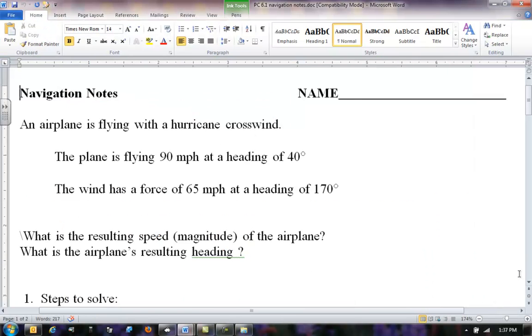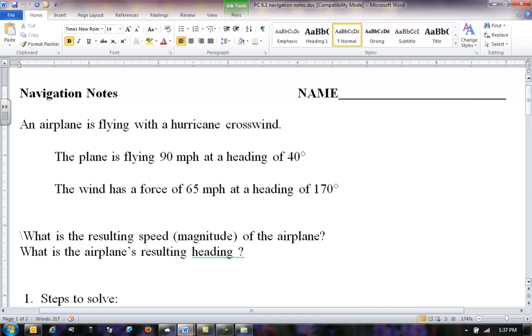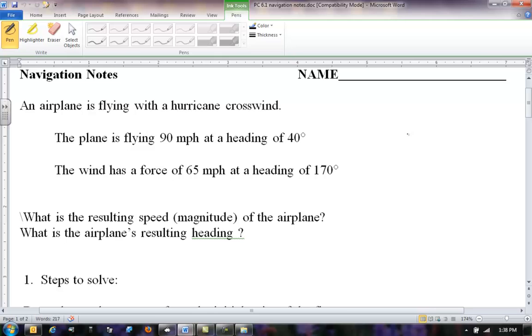Alright, so you should have opened up your navigation notes. That's what it's called. Open up navigation notes because these will walk you through step by step for what you need to do when you have these navigation, or tug-of-war type problems. They're all basically the same, but it has the steps to solving these problems. So first let's go ahead and draw what we're dealing with here.